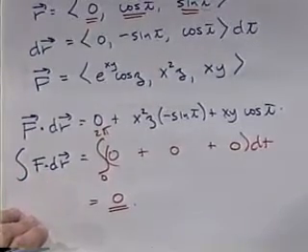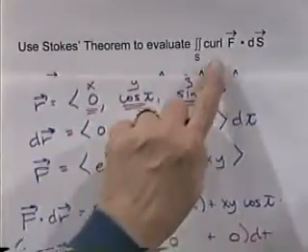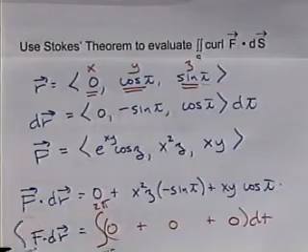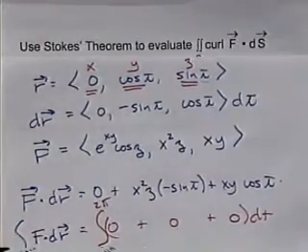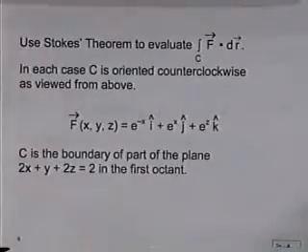Are we all with me? Okay. So this one was one in which doing that would be prohibitively difficult. Doing this was very easy. And that's why you have Stokes' theorem, because if the one integration is difficult, you'll do it the other way. Okay. Let's look at this one.